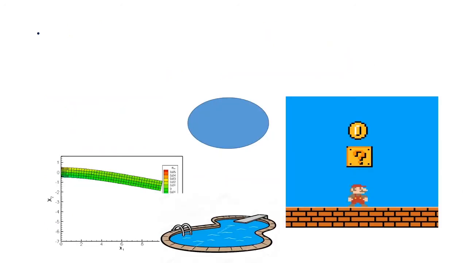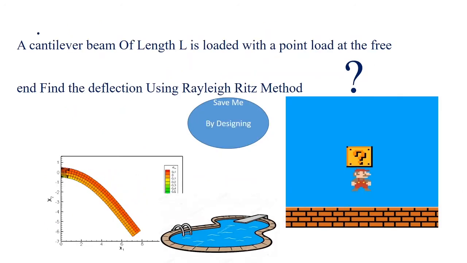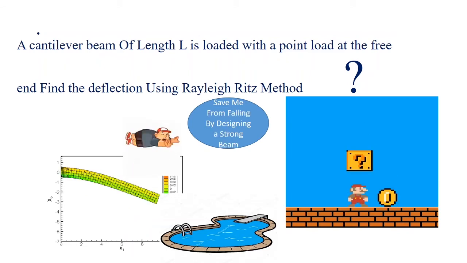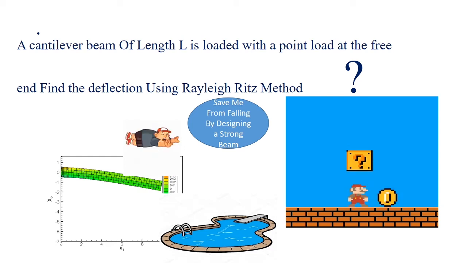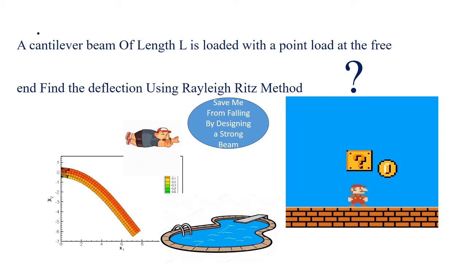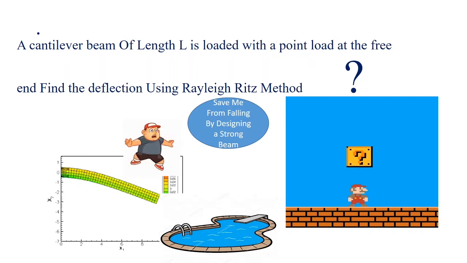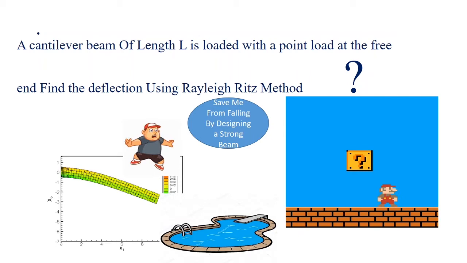Now we'll try to solve a numerical. Now there's a cantilever beam, as you have seen. This is the case. A boy is trying to jump into the swimming pool with the help of the beam. However, the beam cannot withstand the deflection. So we need to formulate a deflection using the Rayleigh Ritz method.